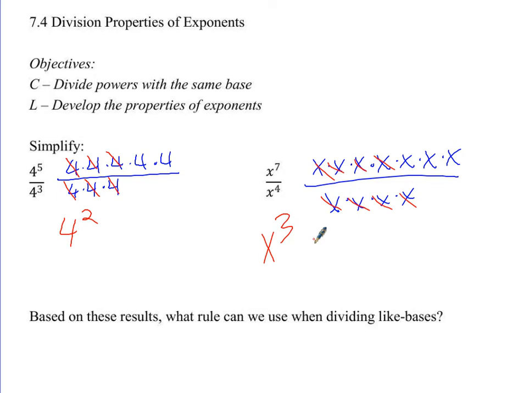So based on these two results that we just found, what can we say is going to be true about when we're dividing like bases? You subtract the exponents, that's right. Notice that the bases here were both 4. We had 4 to the 5th divided by 4 to the 3rd, and we wound up with 4 squared. The bases here were both x. We had x to the 7th, we had x to the 4th, and we wound up with x to the 3rd. How do those exponents relate to each other? Well, 5 minus 3 is 2, and 7 minus 4 is 3. So it seems like when you divide like bases, you subtract the exponents, and that's absolutely true.